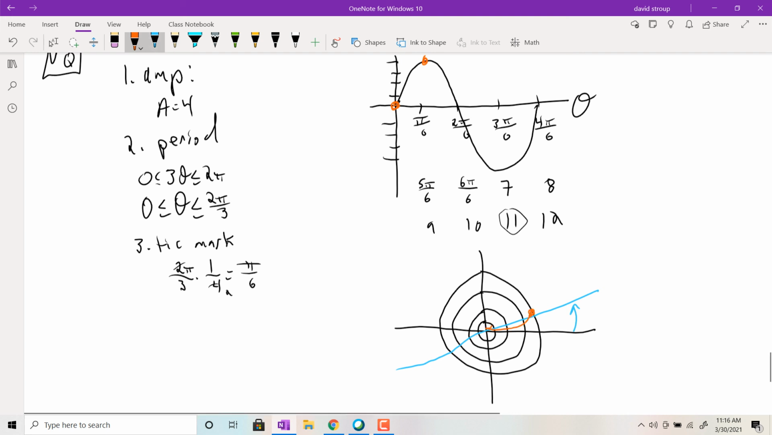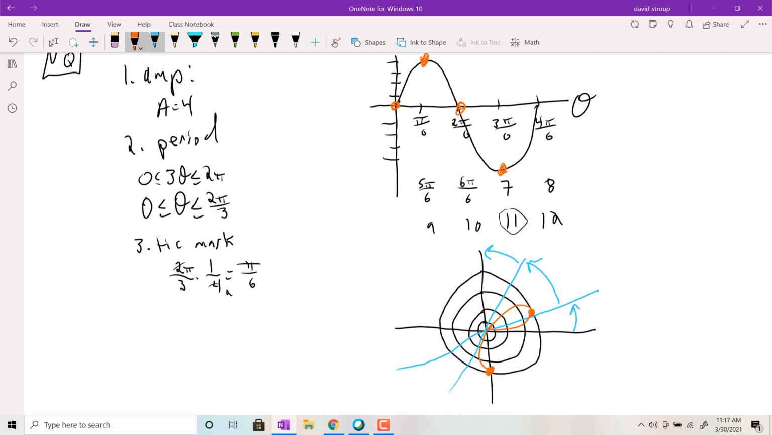Then from pi over 6 to 2 pi over 6, which will be like this angle here, it's going to go from 4 to 0. Okay. So it's basically going back to 0. And this is where I screwed up last time, from 2 pi over 6 to 3 pi over 6, which is really pi over 2, it's going from 0 to negative 4. So it's actually going from 0 to negative 4 like that.